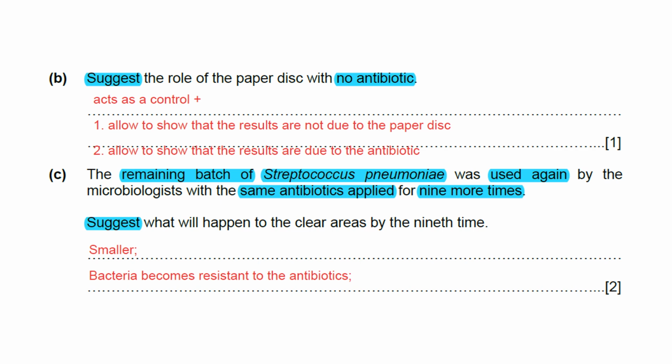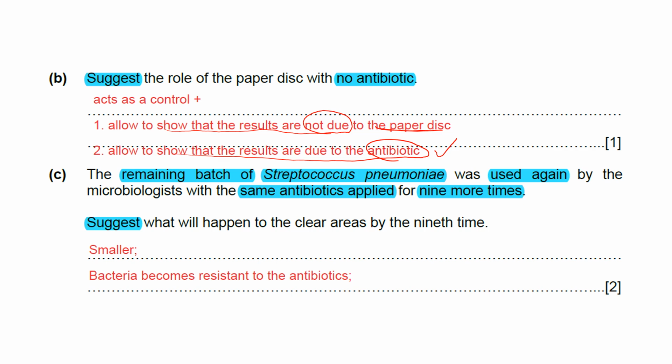Now, how do you explain, or how do you elaborate on what a control is? For part B, this is a control answer. When you write control, you should not just write control and then full stop. You have to try to elaborate on what a control means with the context of the question. So in this example, I've given you two suggestions. Control is to show that the results are not due to the paper disc, or to show that the results are due to the antibiotic, and this is the one that is more common. So basically, don't just write control and full stop. Continue to explain what a control is with respect to the context of the question.